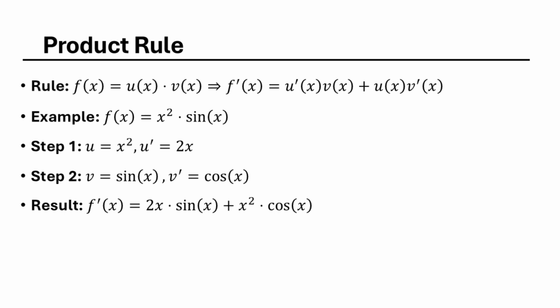Think of it as a dance: derivative of the first, times the second left alone, plus the first left alone, times the derivative of the second. Let's look at f of x equals x to the power of 2 times sine of x. Here, u equals x to the power of 2, so u prime is 2 times x. Our second function v is sine of x, and as we will see later, its derivative v prime is cosine of x. Applying the formula, we get f prime of x equals 2 times x times sine of x, plus x to the power of 2 times cosine of x.